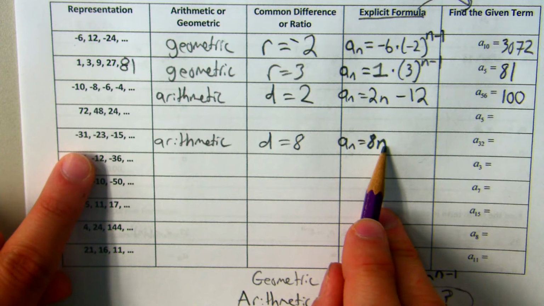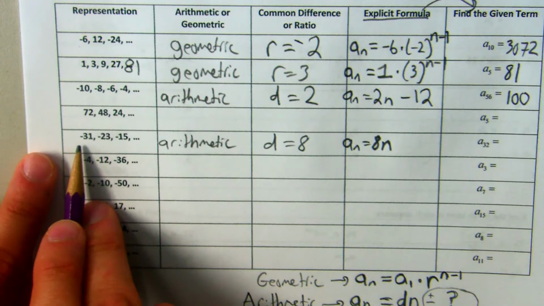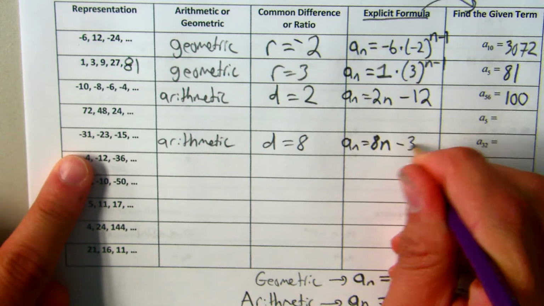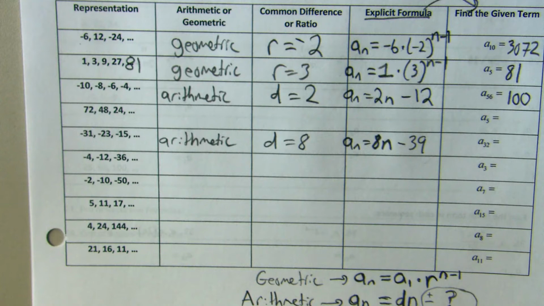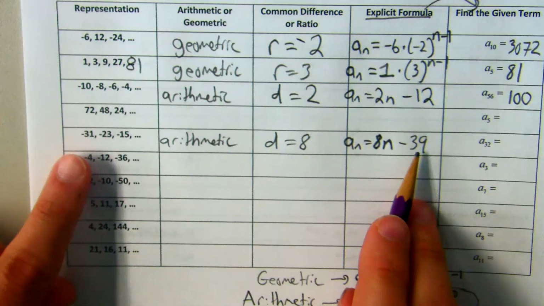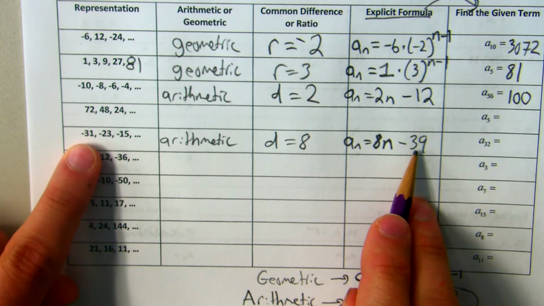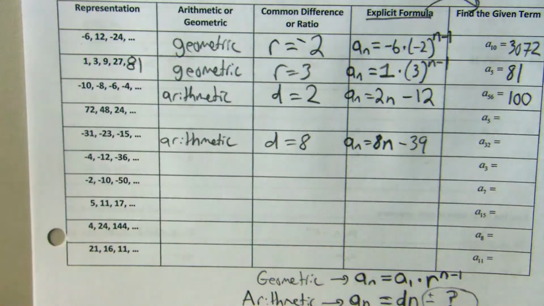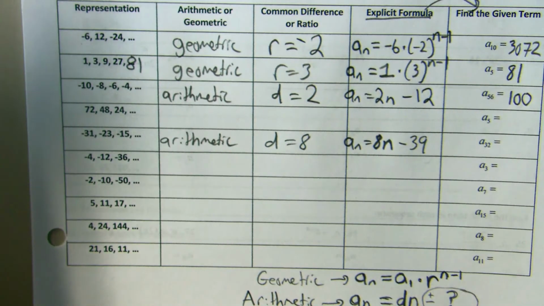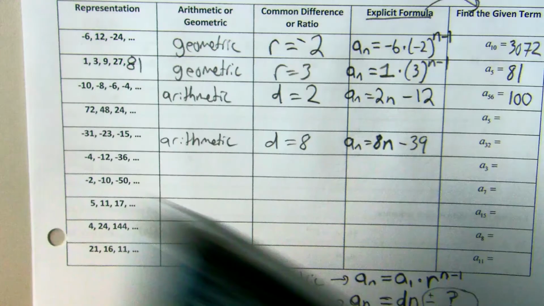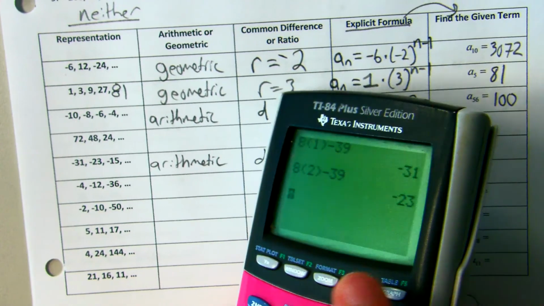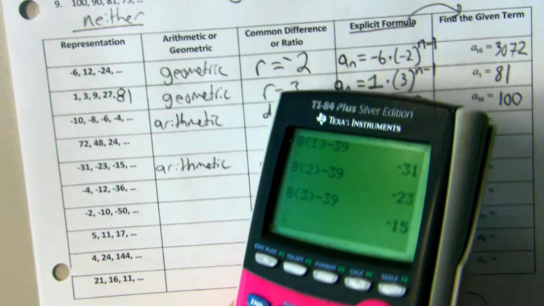You plug in 1 for n, you get 8 currently, but it's supposed to be negative 31. So how far off is that? It's 39 off. It's 39 too big, so subtract 39. That should make sure that it hits the correct first term. And then this will make sure that it goes up by 8 each time. And anytime that you're unsure, it doesn't take very long. Plug in 1, see that it works. Plug in 2, see that it works. And plug in 3, see that it works.